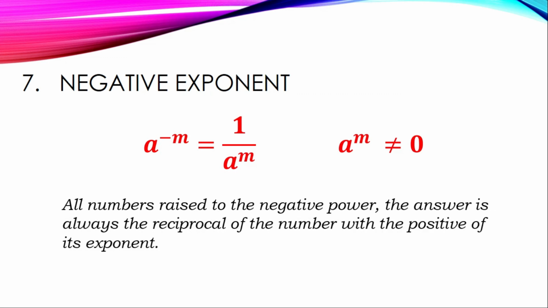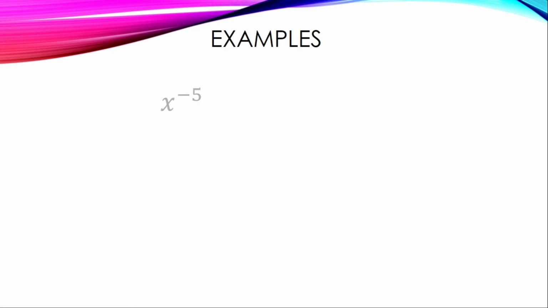All numbers raised to a negative power, the answer is always the reciprocal of the number with the positive of its exponent. So let's have examples. If we have x raised to negative 5, we know that the reciprocal of x is 1 over x, and the exponent is negative 5. If it is reciprocated, then it will become positive 5. Pag nilagay mo na siya sa baba, magiging positive na siya.